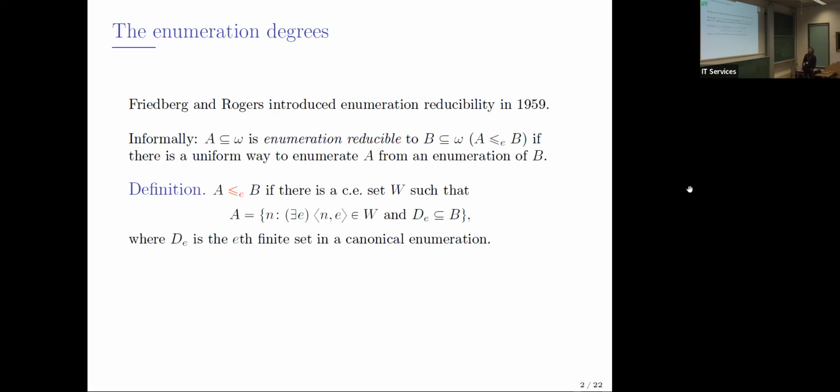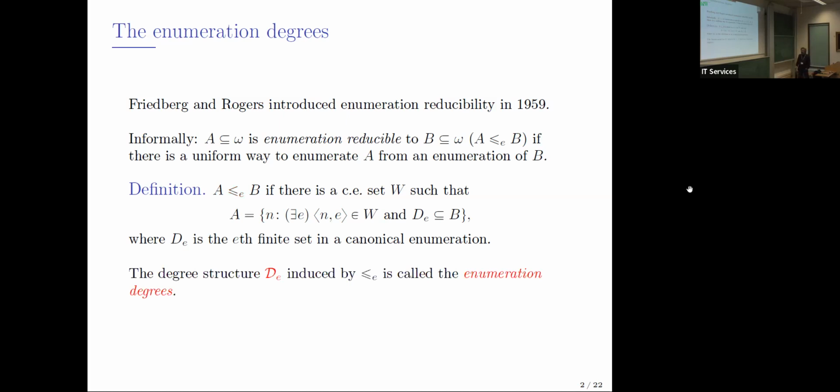So what's happening here is that you're using information about membership in B, but not non-membership, only positive information about B, to produce positive information about A. And all enumeration reductions actually can be given this form, that A is enumeration below B if there's a CE set W of axioms such that A is the set of all n for which there is an e such that (n,e) is an axiom in W, and D_e, where D_e is the e-th finite set in a canonical enumeration of finite sets, is a subset of B. So I see D_e enter B eventually, if it is a subset, and I say, aha, n is in A. I don't know why I'm explaining this in so much detail, but I can't really necessarily assume that everyone here has seen enumeration reducibility before.